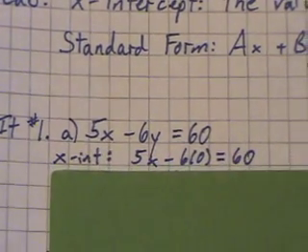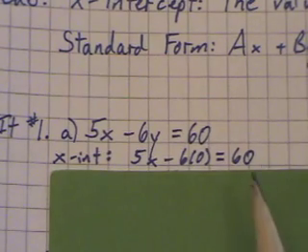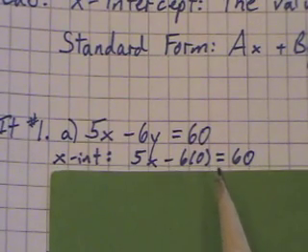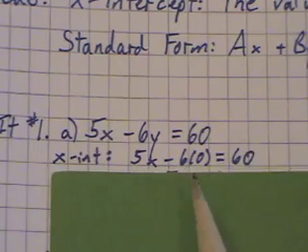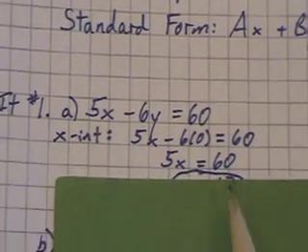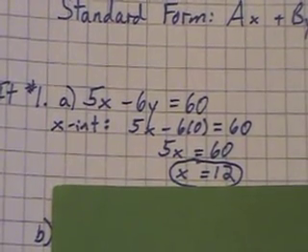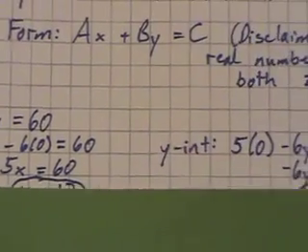Next, I started with the x-intercept. You could start with the y-intercept. It really doesn't matter. I love plugging in zeros. It makes life so simple. So, you're going to end up with 5x equals 60, and x is your x-intercept. X is equal to 12.